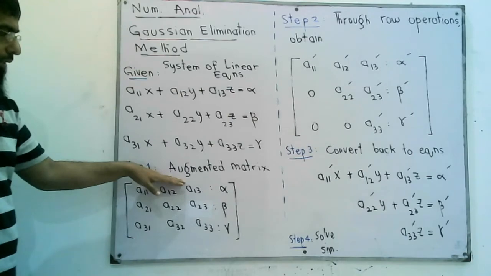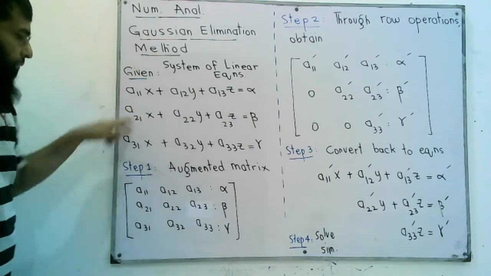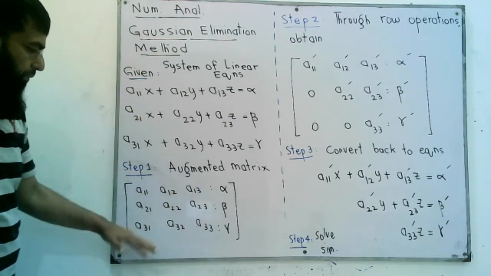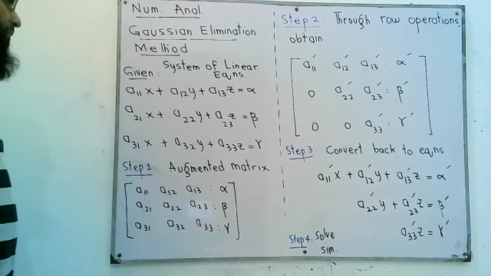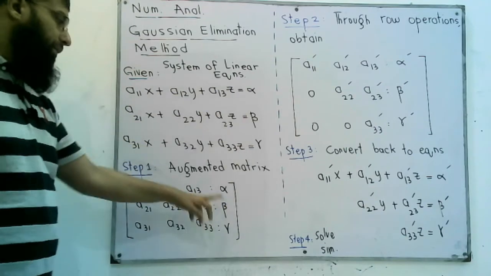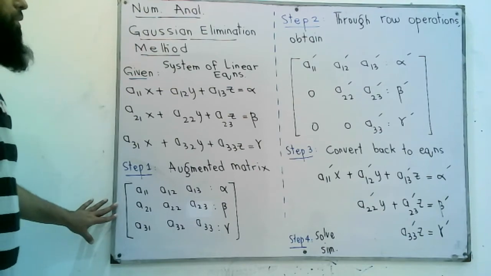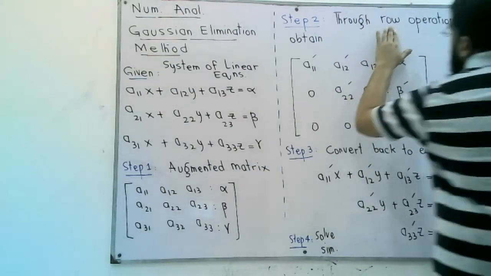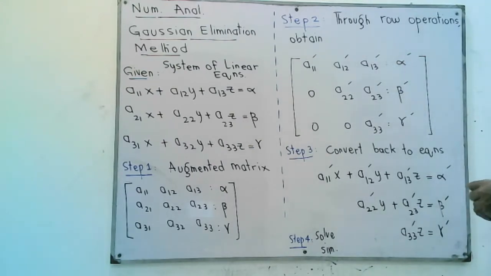Step number 1 is we have to create an augmented matrix first, where we take these coefficients and put them in a matrix. This matrix is called augmented because it has one extra column that contains these alpha, beta and gamma, the constants on the right hand side. With this augmented matrix, we'll apply different row operations, a row reduction technique, to obtain a triangular matrix like this. In this particular form, it is very easy.